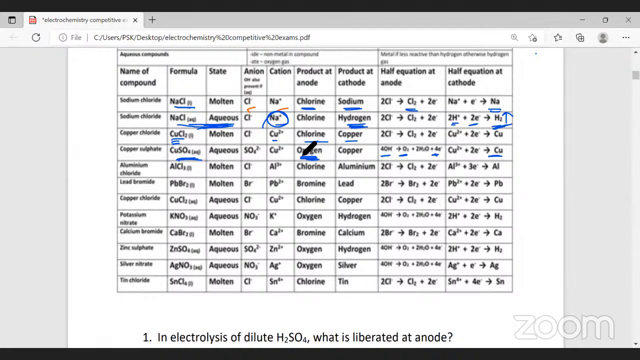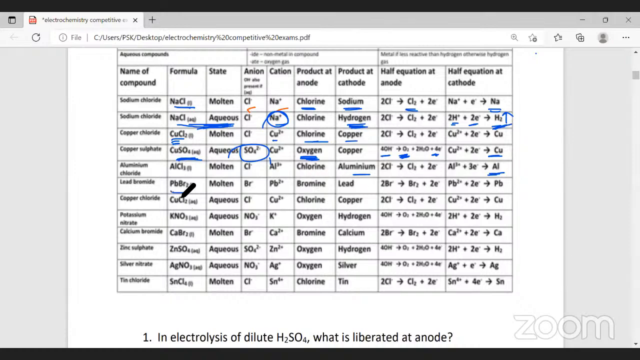When it is aqueous medium, it's very important. In molten state, it's easy to predict the product. But in aqueous medium, the product has to be carefully predicted. Whenever you have sulfate, the gas liberated will be oxygen, remember, at anode. Similarly, for aluminum chloride, AlCl3, in molten state, chlorine will be at anode, aluminum at cathode. Metals will get deposited. Non-metals will get liberated, remember.